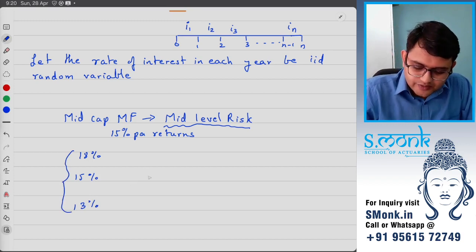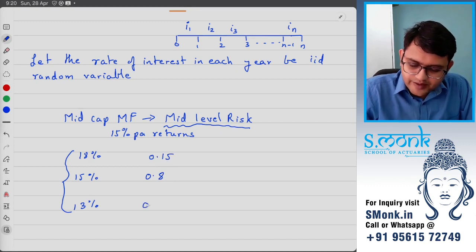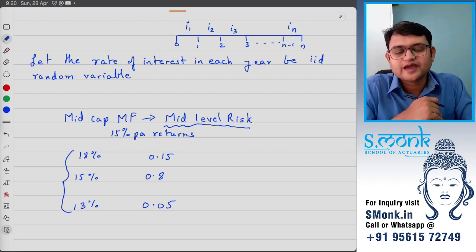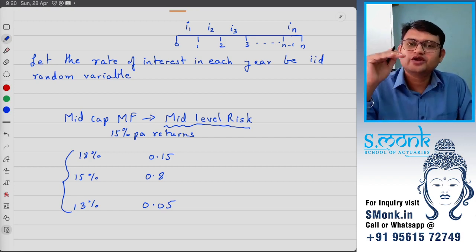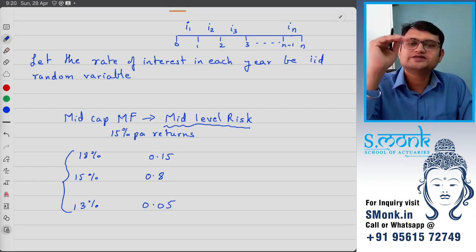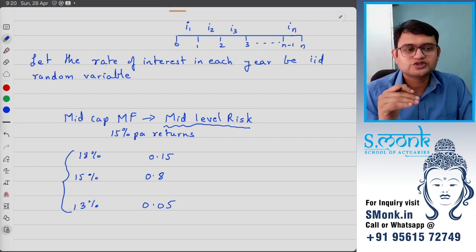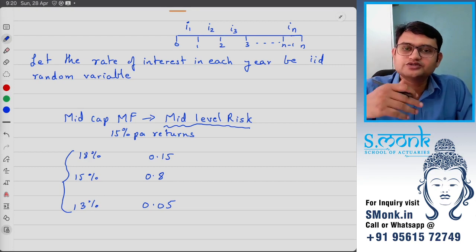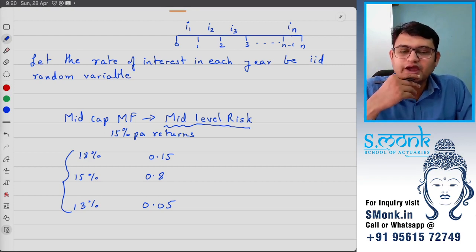Let's say the probability of this happening is 0.8, probability of this happening is 0.15, and probability of this happening is 0.05. So from my past performance of the mutual fund, I am saying majority time the rate of interest remains 15%, but sometimes it might go as high as 18%, it can go as low as 13%. Okay, I assume this to be discrete, but you can assume them to be continuous as well, and take a probability distribution.